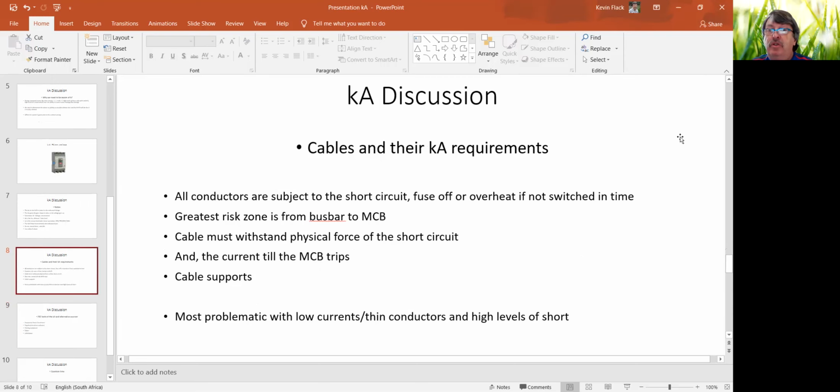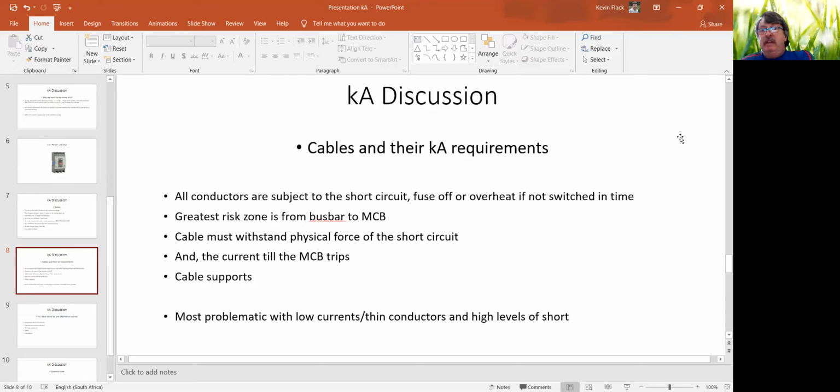What is not always in this consideration is, of course, the cables and the kA requirements. Now, this is not really of much issue when it comes to the type of stuff we have in a domestic environment. This is really where you need to have a look at if you're signing off boards in a large installation, typically a large industrial type environment.